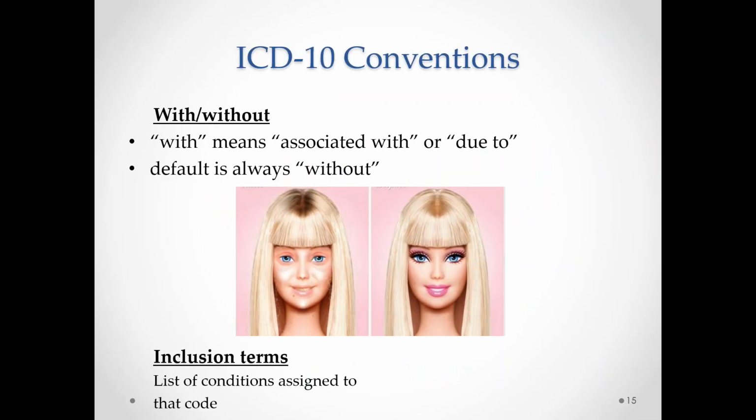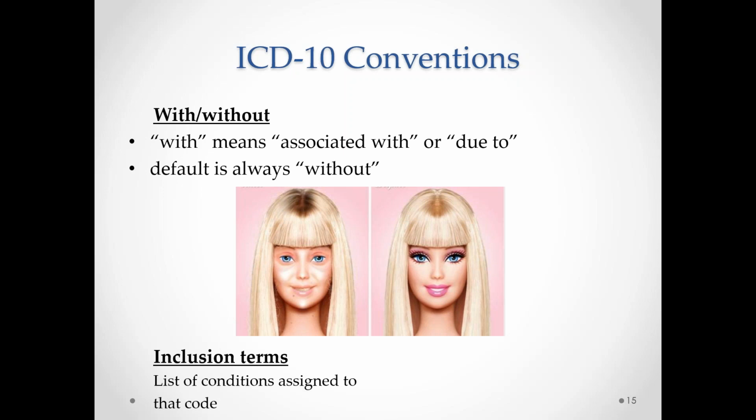Now, if we look up the rules, it talks about what the definition is of the words with and without. With means associated with or due to, which I think is kind of self-explanatory. Just so you understand, if you look up a code and you think it should have an option of something with something and without something else, the default is always without. So to help you remember this, I put an image here of Barbie with and without makeup. Okay, so I found that. This isn't my Barbie. I didn't remove her makeup or anything.